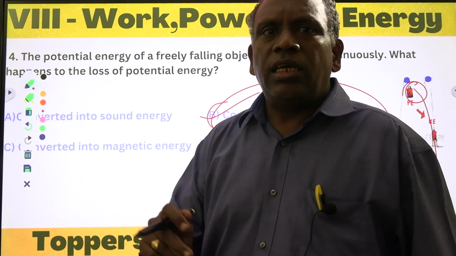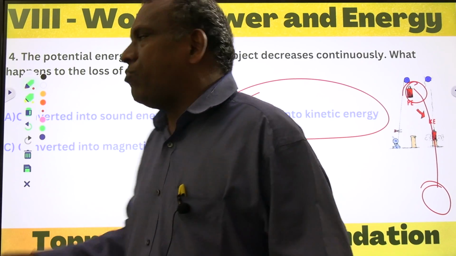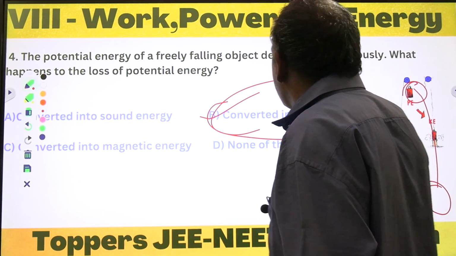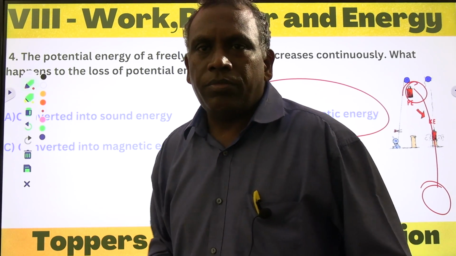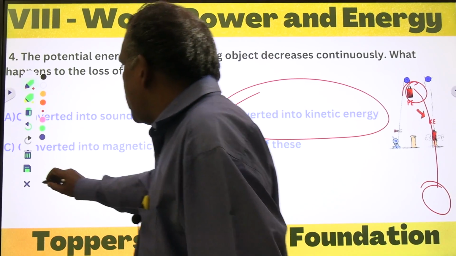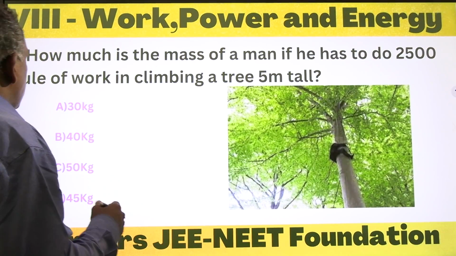So energy, if it disappears in one form and then reappears in another form, here it disappears in potential energy form and it converts into kinetic energy form. So that you can remember. See, this is question number 4.